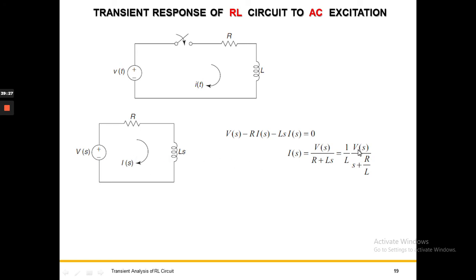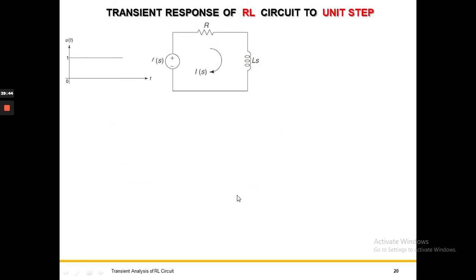So you will be getting a KVL around this loop like this, then get an expression for I of s. It is V of s divided by s plus r by l, into 1 by l. V of s is the Laplace transform of the input function. It may be a sinusoidal function, step function, impulse function, a complex function, whatever it may be. So you have to find the Laplace transform of the given function. So let us see different functions.